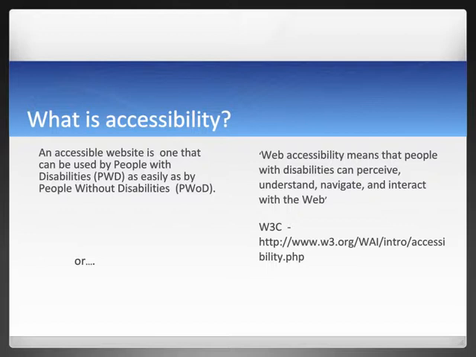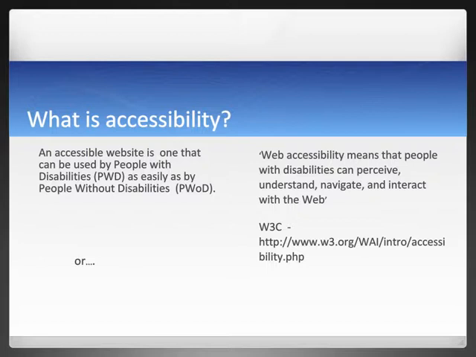So a couple of definitions here. One is maybe more my working definition. An accessible website is one that can be used by people with disabilities as easily as by people without disabilities. On the right-hand column, a more formal definition that says web accessibility means that people with disabilities can perceive, understand, navigate, and interact with the web. And that's the definition from the W3C.